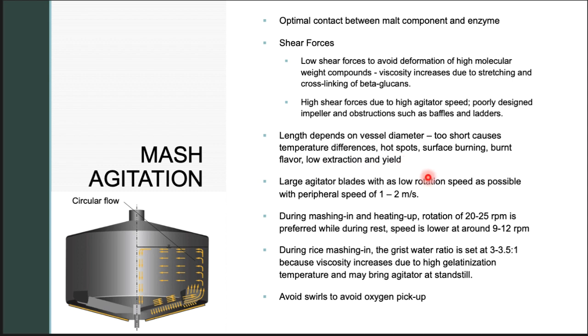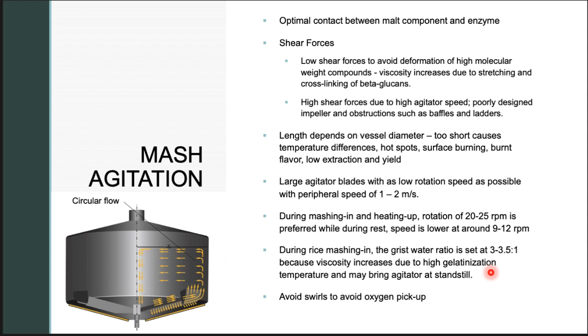Therefore, large agitators are preferred with as low a rotation as possible, with a peripheral speed of 1 to 2 meters per second. During mashing in and heating up, for more rigorous mixing, the rotation of the impeller is set at a higher speed of around 20 to 25 RPM, while during rest, gentle mixing is sufficient and the speed of the agitator is reduced to 9 to 12 RPM. This is performed using a frequency drive in the agitator motor.